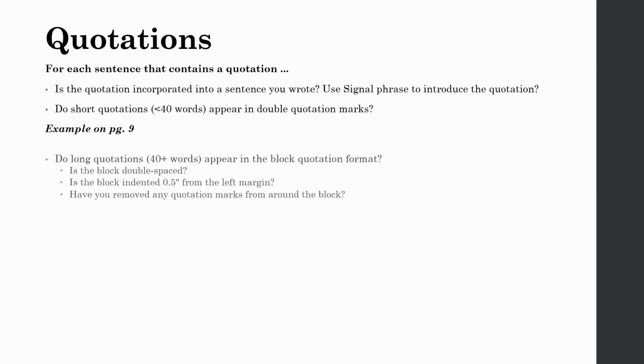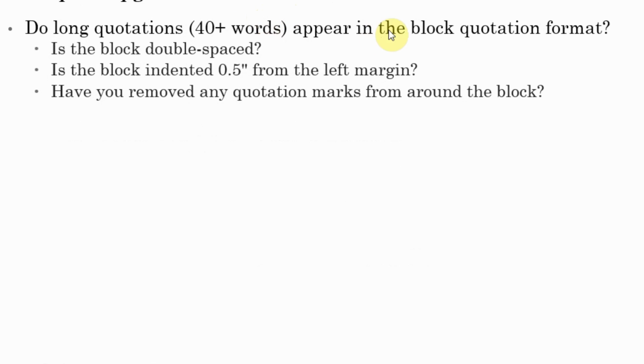Now what if you've got a long quotation, more than 40 words? They should appear in block quotation format. Now you should double space your block format. It should be indented 0.5 inches from the left margin. Have you removed any quotation marks from around the block? Make sure you remove the quotation marks.